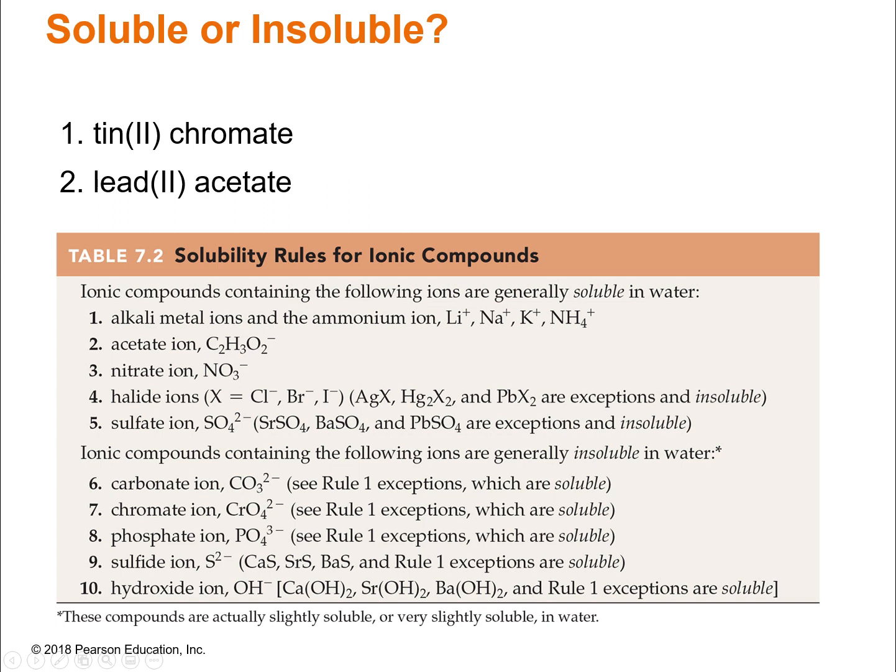The first one we have is tin 2 chromate. Chromate is what I'm interested in because that's an ion that I can look up on my table. The rule for chromate ion is that it's generally insoluble in water, except for lithium, sodium, potassium, and ammonium. I've got tin. That's not an exception. So my prediction is that tin 2 chromate will be insoluble in water.